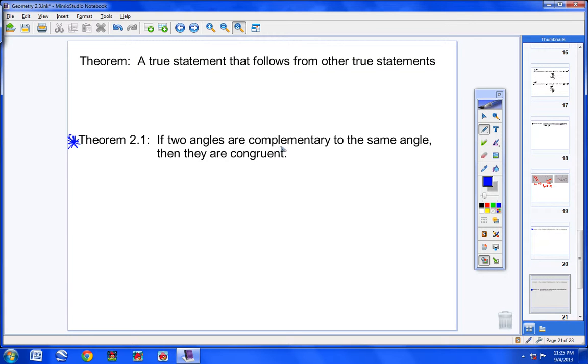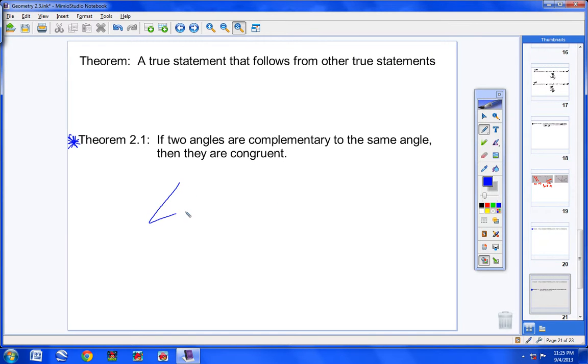If two angles are complementary to the same angle, then those two angles are congruent. Let me give you a picture of this, okay? Would you please write this in your notes?